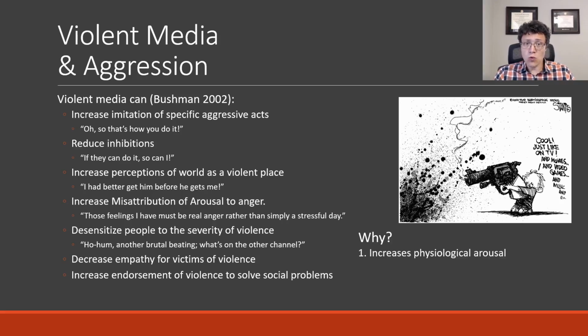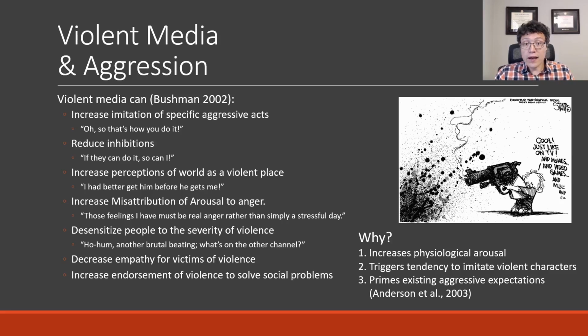But why can it do all of these things? Well, because violence, when we watch somebody do something violent, that starts our fight or flight response. And so what do we tend to do? We tend to imitate people. So we're going to imitate the violent characters here. And that these primes, existing aggressive expectations, kind of promote these.